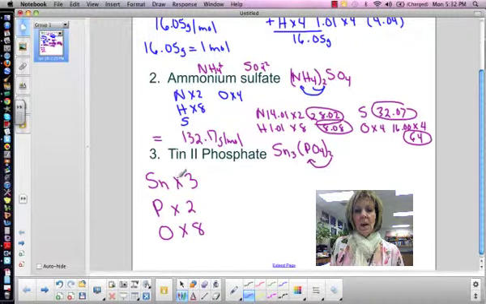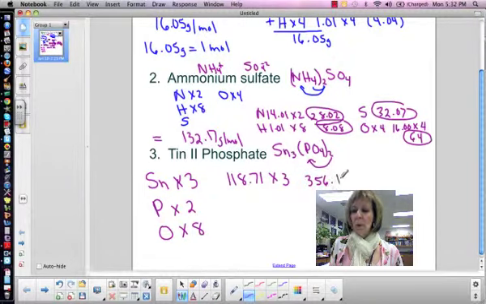So the mass of tin is going to be 118.71, rounded to the nearest hundredth of a gram, times 3. So that's going to be 356.13 grams. Boy, that's heavy. Phosphorus is 30.97 times 2, which is 61.94 grams.